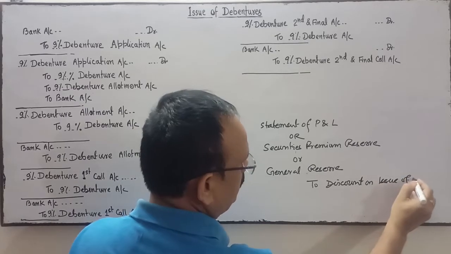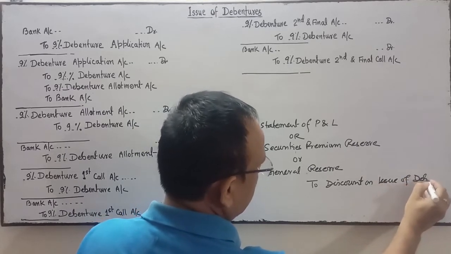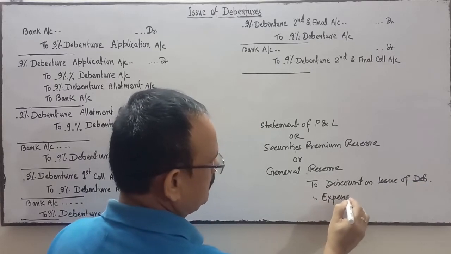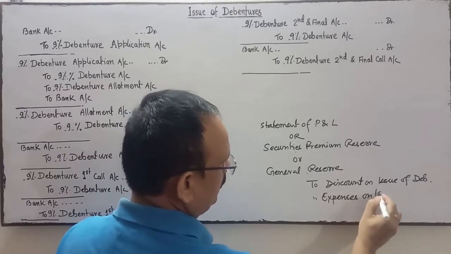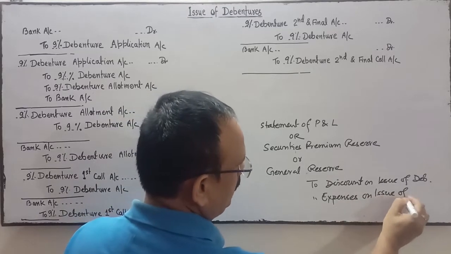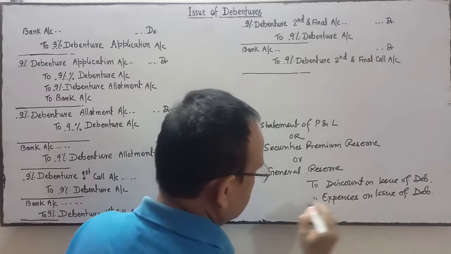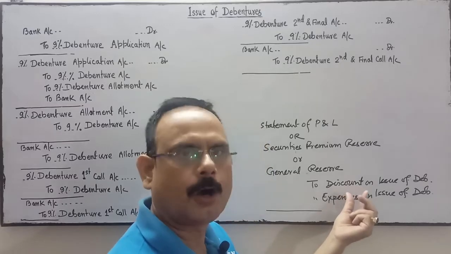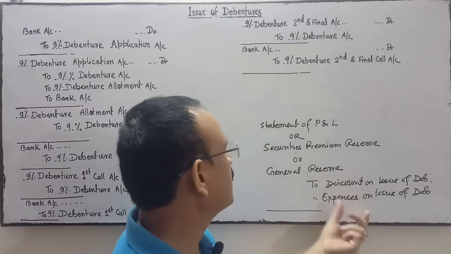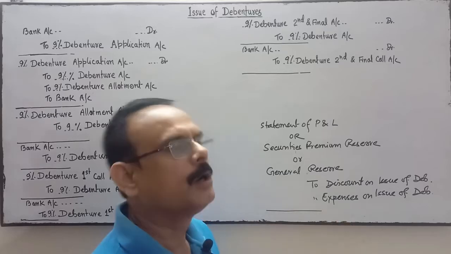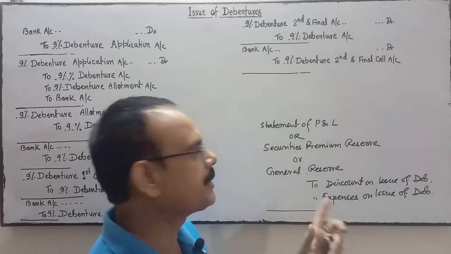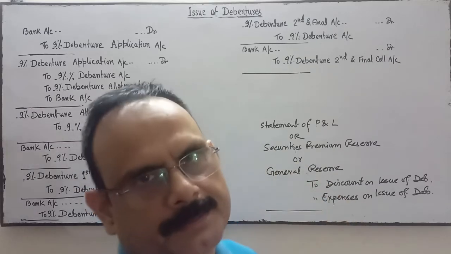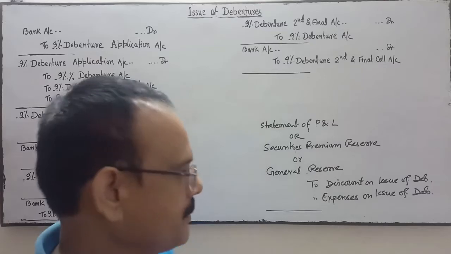Discount on issue of debenture or expenses on issue of debenture will be written off in the year of expense. This capital loss or capital expense will be written off from the statement of P&L, or we may adjust it from the securities premium reserve or from any general reserve, any sort of other reserves.